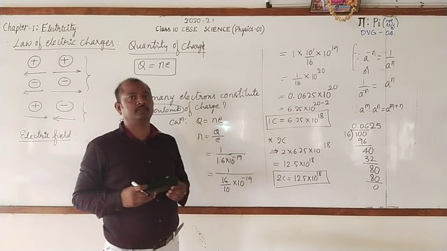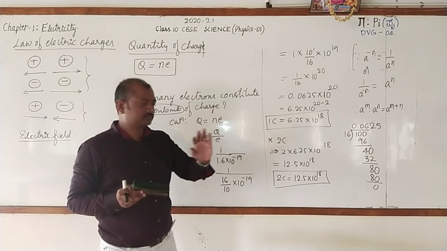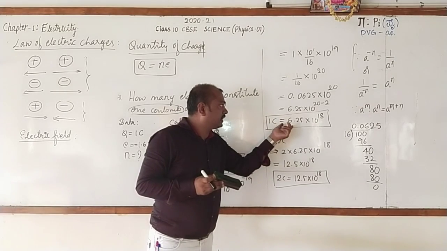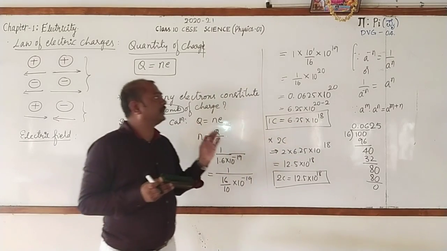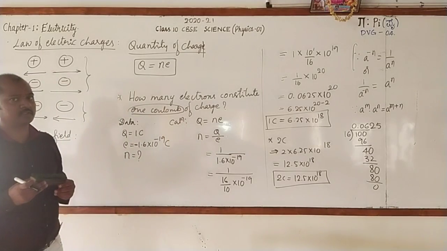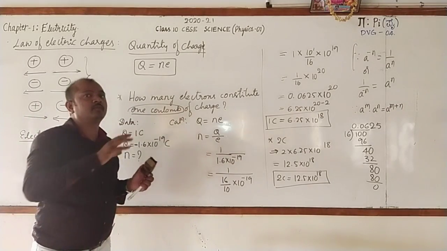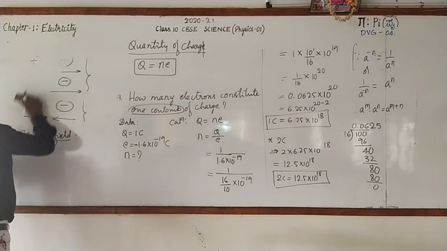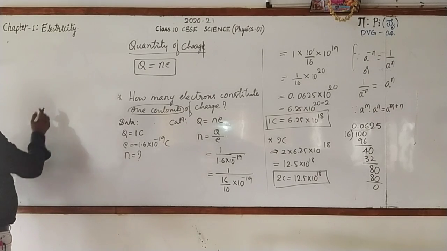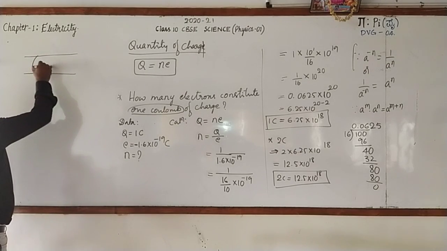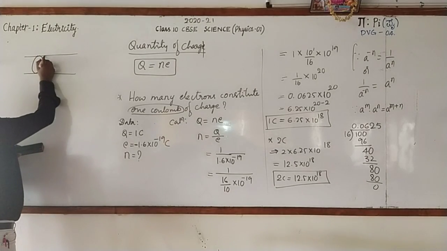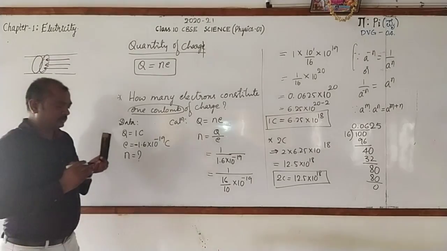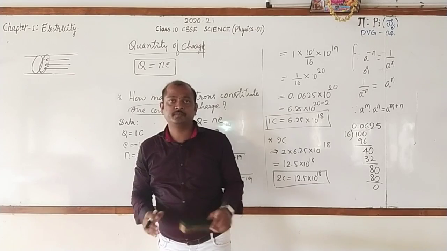Dear students, we have just come to know that if a body is carrying one coulomb of charge, then we can say that it is carrying 6.25 into 10 raised to the power 18 electrons. That means charged particles can flow in a body. I am going to take a cross section of a body. Here you may take that as a conductor. This is the body. I am going to take a cross section, a thin part of it. Here the charged particles will flow through this cross section.